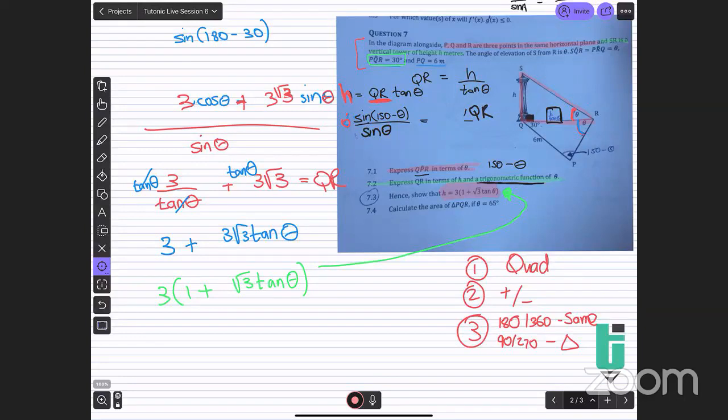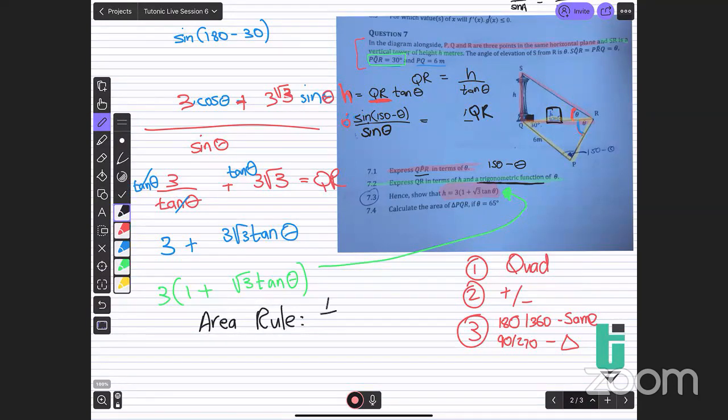Okay, and we're not done yet. Calculate the area of PQR. Where's PQR, Nafisa? The horizontal plane. So are you going to use half base times height? No, because it's not a right angle triangle. There we go. So which one are you going to use? Area rule. And there's a concept video on area rule. Anybody know the formula? Half a times b sine C.